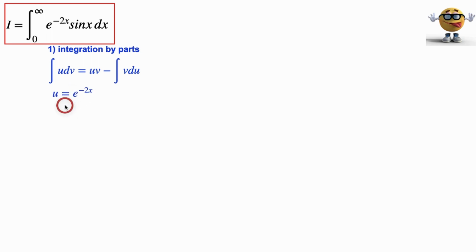Okay, so we're going to set u equal to e to the negative 2x, and dv equal to everything else, sine of x dx. Now we're going to take the derivative so that du equals negative 2 e to the negative 2x dx, and then integrate so that v equals negative cos x.